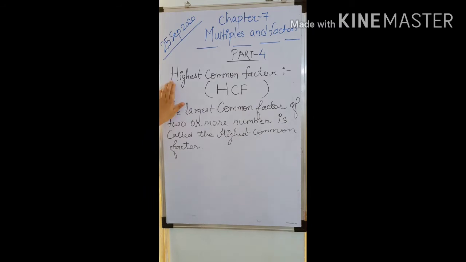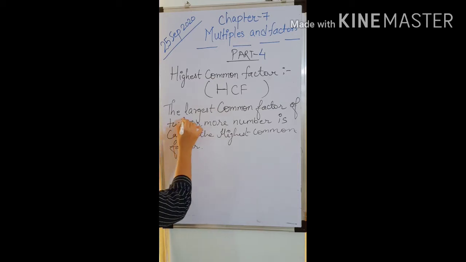You can see a term which is written over here: highest common factor. It is also written in the short form as HCF. H for highest, C for common, F for factor. The largest common factor of two or more numbers is called the highest common factor.